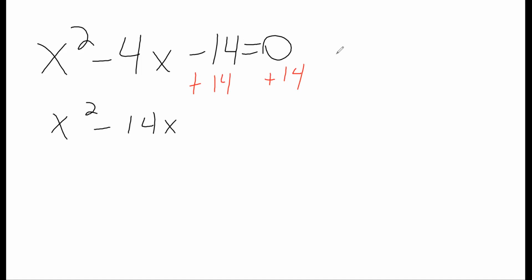And I'm sorry, that's not 14x in the middle. That's just 4x equals 14. Now here's this silly little trick we're going to do. What we're going to do is introduce a new player into the field. We are going to take this 4x in the middle here. We're going to look at its coefficient, negative 4.